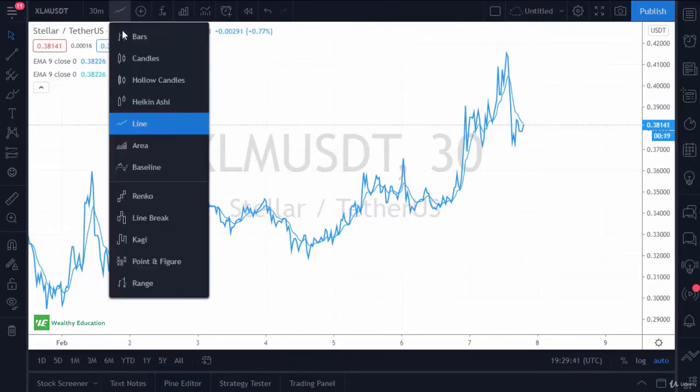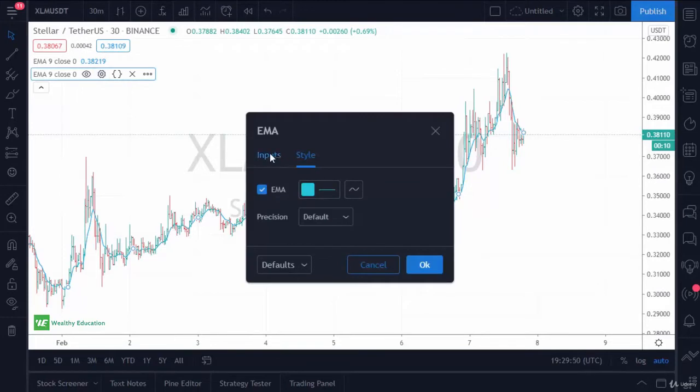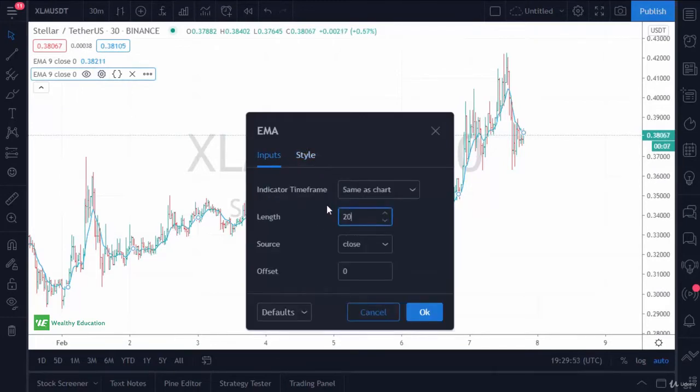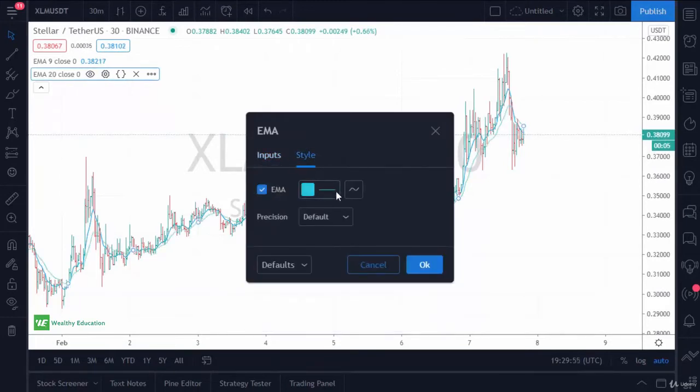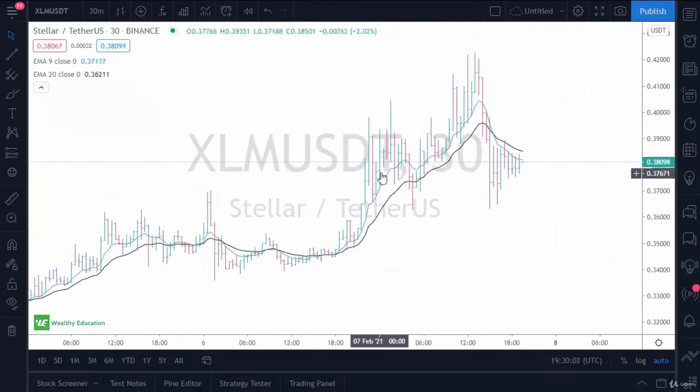So I'm going to change the price to bars just so you can see. By default, it'll be 9, so we'll leave that there. But this one will change to 20. Maybe we'll make it black or something that makes it a little bit easier to see. And you can see the difference. You can see that the average of the last 9 prices tends to move quicker than the last 20. That makes sense. It's a much shorter time frame.